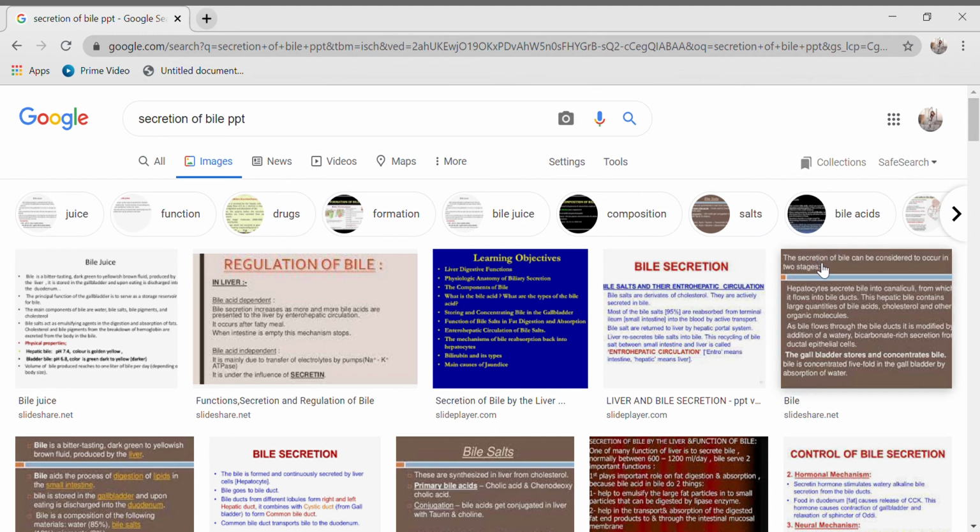And you have to know about the enterohepatic circulation. The importance of enterohepatic circulation is that it will maintain the total bile acid pool. That's why it's very important. And you have to know the functions of bile acids.